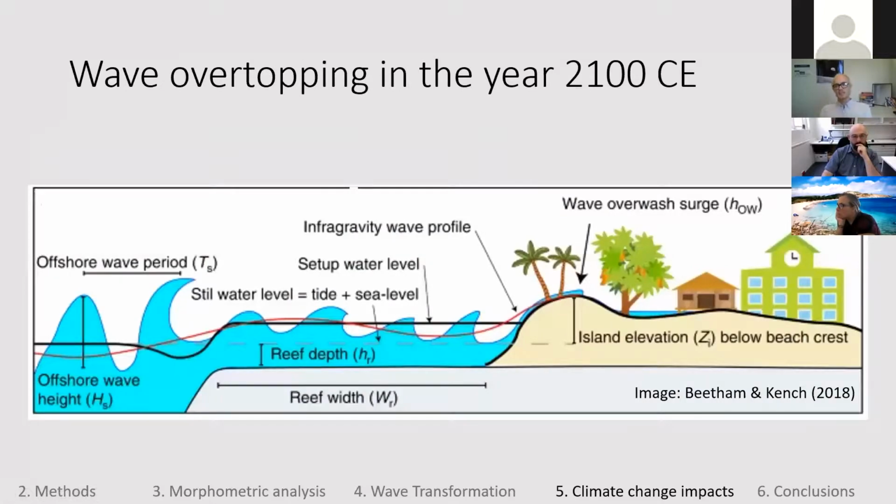One of the key impacts that was observed was wave overtopping or overwash, which can be observed here. Also in this image, you can get an idea of the number of variables that will impact overwash. So this is influenced by the vertical accretion of coral reef islands and erosion rates as well.